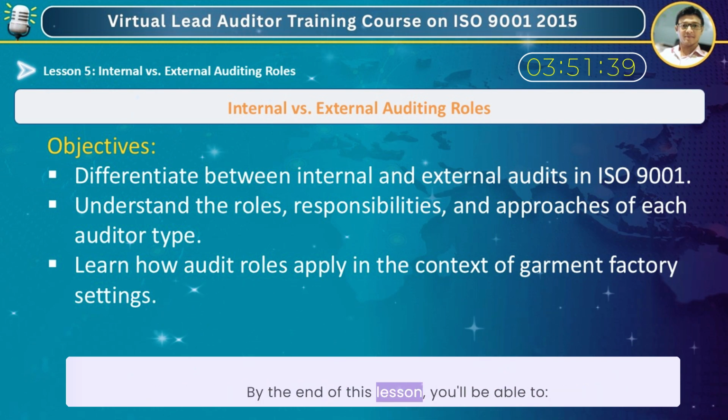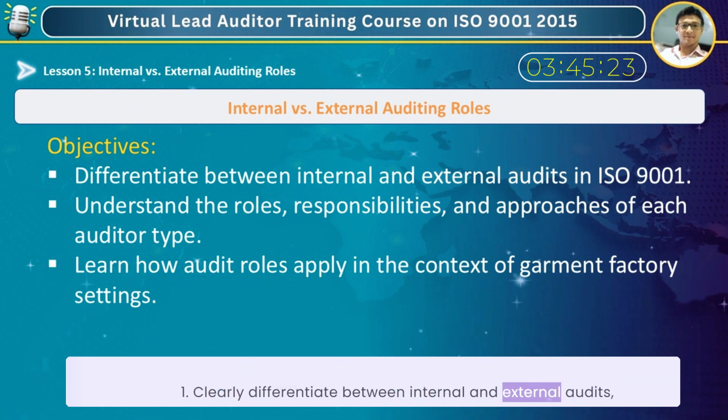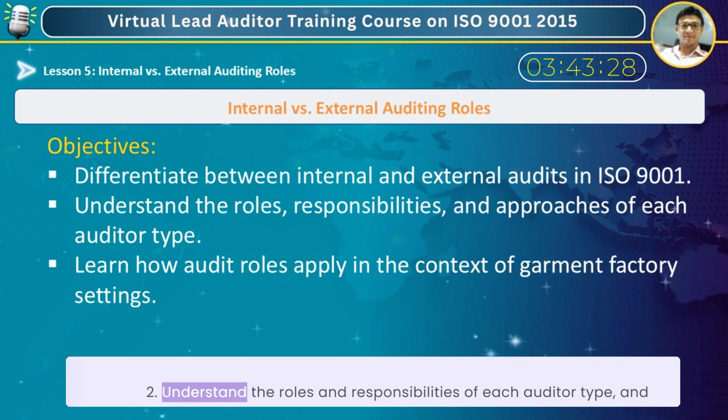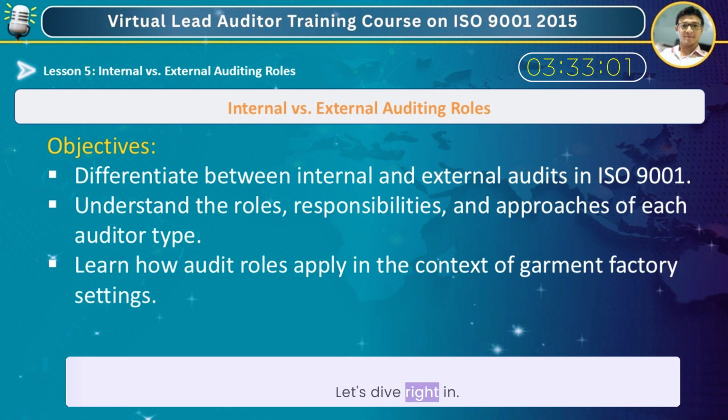By the end of this lesson, you'll be able to: 1. Clearly differentiate between internal and external audits. 2. Understand the roles and responsibilities of each auditor type. And 3. Apply this knowledge in the context of a garment factory. Let's dive right in.